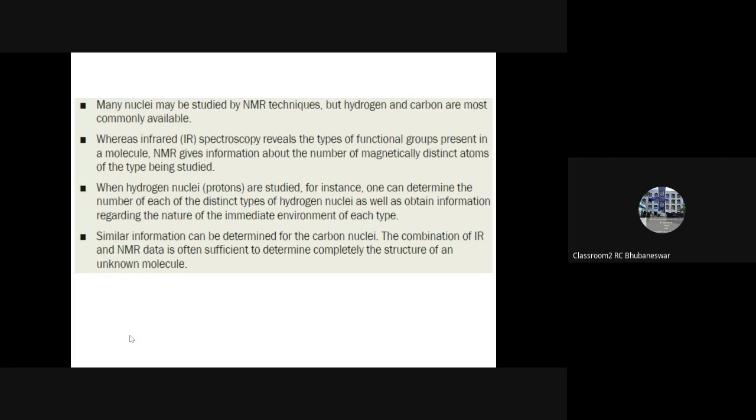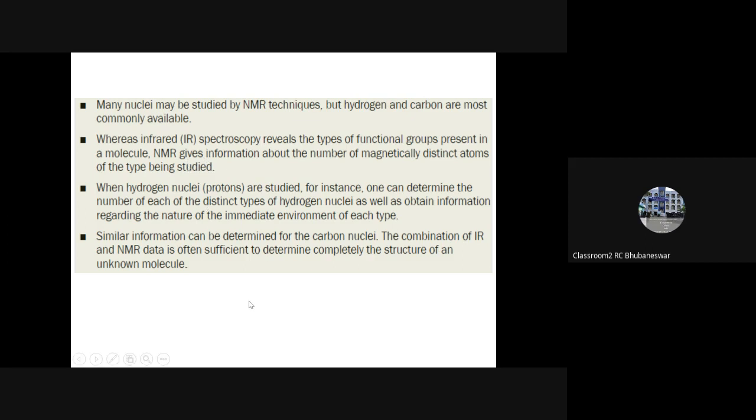Whereas IR spectroscopy reveals the type of functional groups present in a molecule. While discussing IR spectroscopy, we have already discussed this. Functional groups give signals in various IR regions, and depending on that frequency, you can predict which functional group is present in your molecule. Subsequently, we'll do structural elucidation. Don't worry about that. First we'll try to understand these concepts.